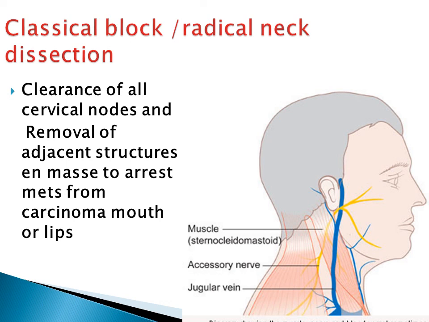Why do we do that? To arrest metastasis from carcinoma of the lips or mouth. So from the lips and mouths, carcinoma spreads to these regions through the lymphatic spread. So when there is a block dissection done, the area between the mandible and the clavicle will be excised, and between the lateral border of the strap muscles in front and the anterior border of trapezius behind.